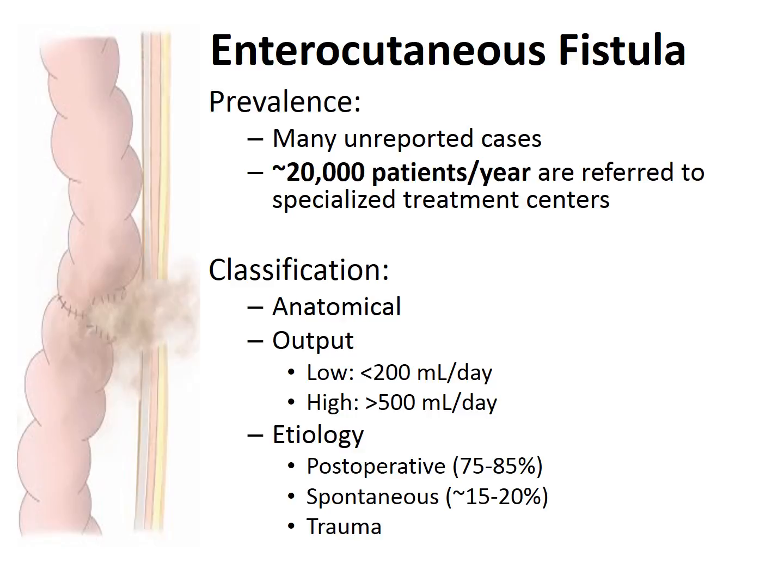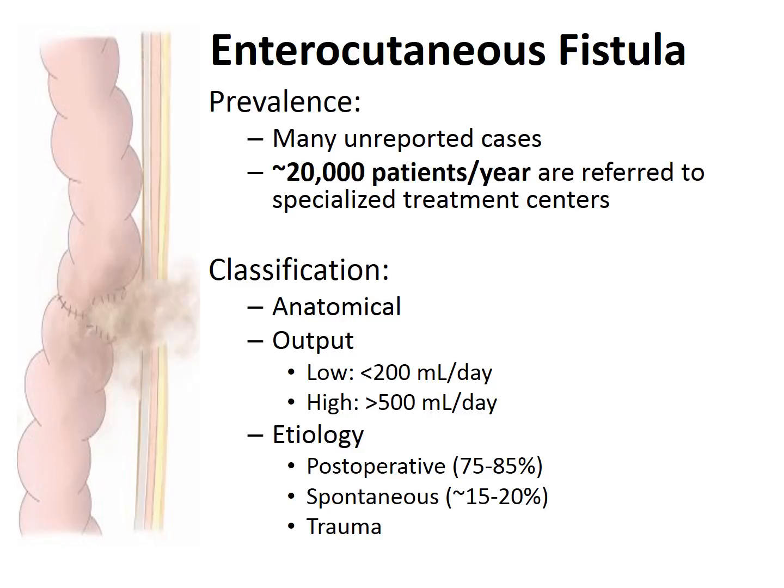So, how common is an enterocutaneous fistula? It's definitely less common than a pleural effusion, and in many cases, it goes unreported. This may be due to the patient not really being familiar with what is going on or simply being embarrassed. So, what are the numbers? 20,000 patients per year are referred to a specialized treatment center. Again, this is much less than a pleural effusion, which was 1.5 million cases per year in the US alone.